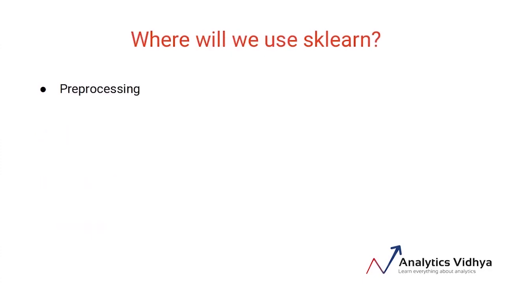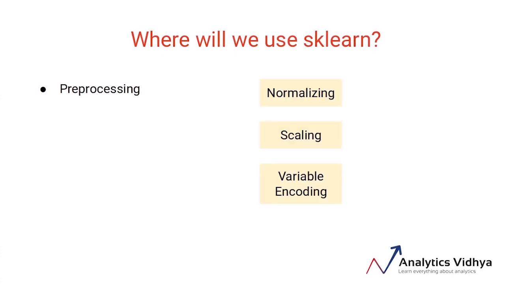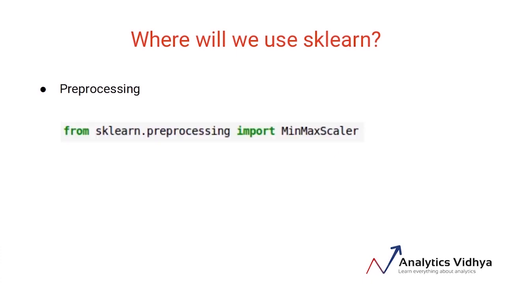First of all, scikit-learn is used for pre-processing tasks such as data normalizing or scaling the features. We also use it for converting the categorical variables into numbers, which is known as encoding. And to perform any of these techniques, we need to use the following command. So we need to import the required class or function from the sklearn module. So we use this command.